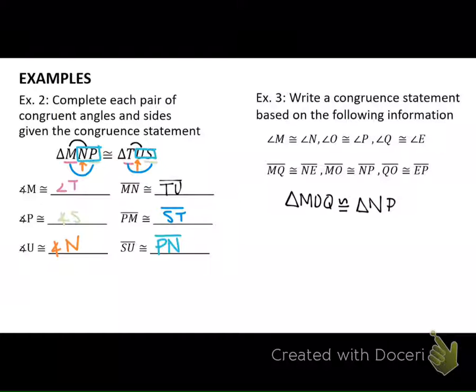O and P, M and N. What does Q match up with? Q and E. So does that make sense based on what they have here? It says MQ and NE. Those are the outsides. MO and NP, first two. QO and EP. Does that match with all those statements there? Do you guys see how you can do that one? So really I look at the angles first and then I just check to make sure it works.